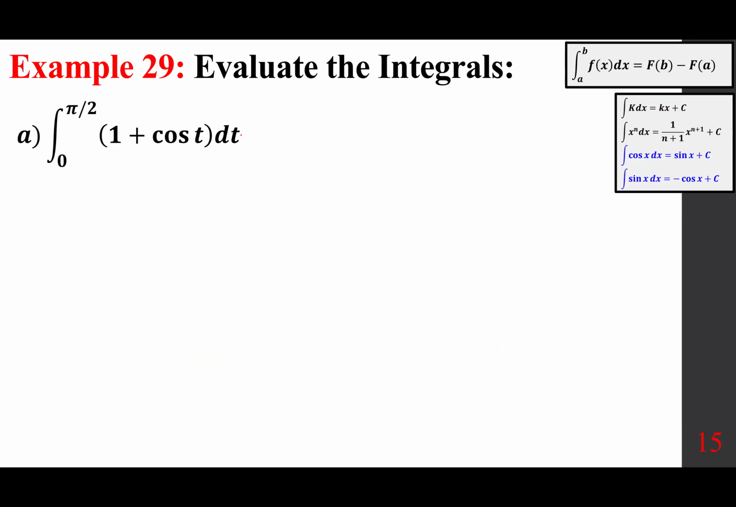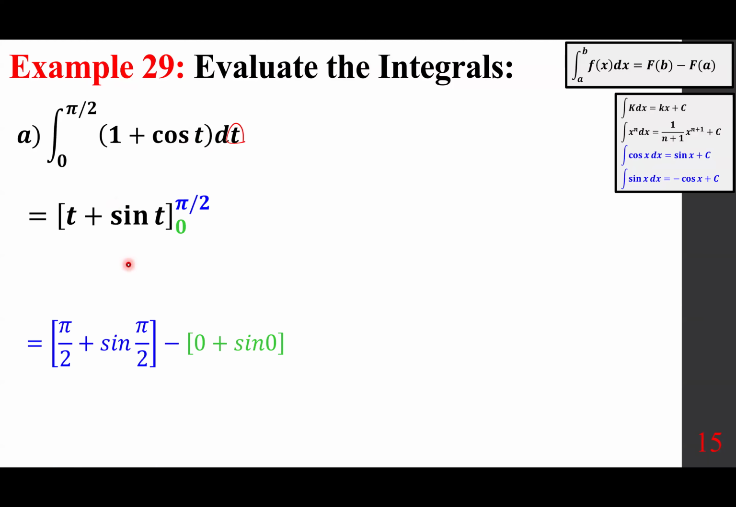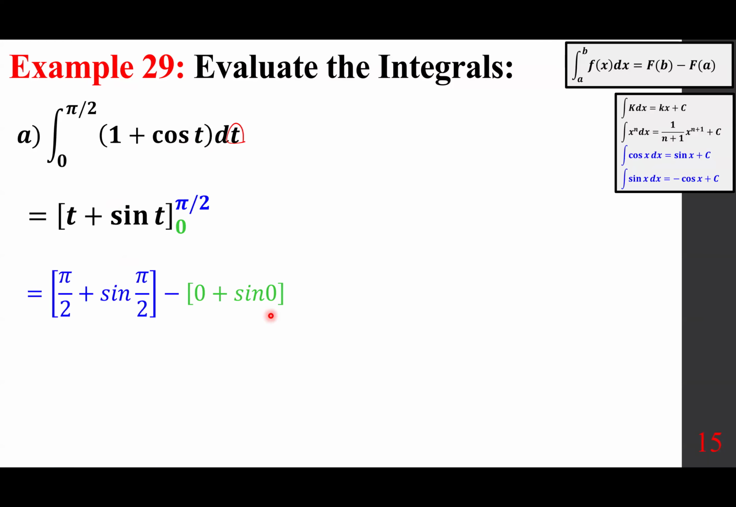What about this one? First and foremost, notice this is t, therefore 1 gives you t, cosine gives you sine t. Remember, the derivative is negative, but the integral is positive. Plug in pi over 2 and 0. As you know, sine of 0 is 0. This goes to 0, pi over 2 is fine, sine of pi over 2 is 1, and the final answer is pi over 2 plus 1. It's an exact answer.